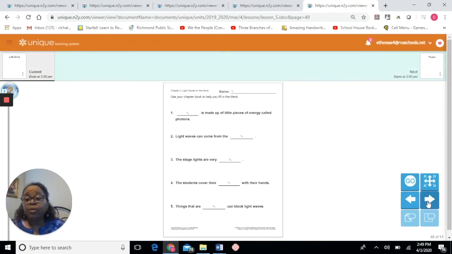We talked about filling in the blank. That's when you're kicking it old school, because guess what? That's the way we answered questions when I was in school. We did not have multiple choice. With these, you would read the question and you would write in the answer. Blank is made up of little pieces of energy called photons. If we were answering these questions, we're not going to answer these today, but that is another possible way that you could be asked questions in an assessment.